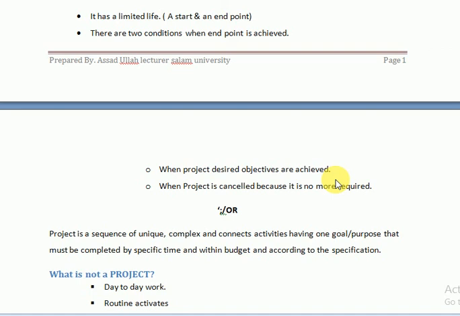Now, after these discussions, we reach the point of why projects are initiated. Projects are initiated in the following scenarios. First one, when starting a new business, we need to do a project. Second, in order to develop or modify a product or service. For that purpose, projects are initiated.